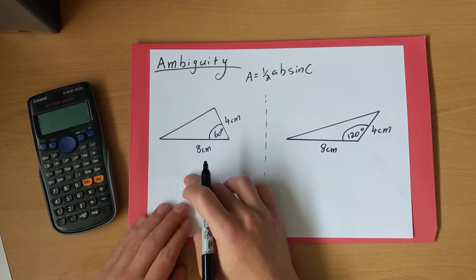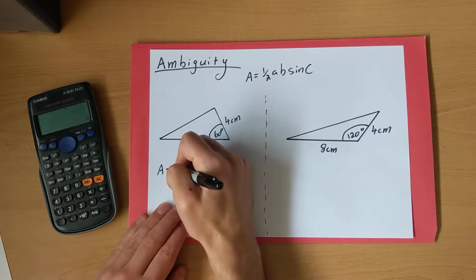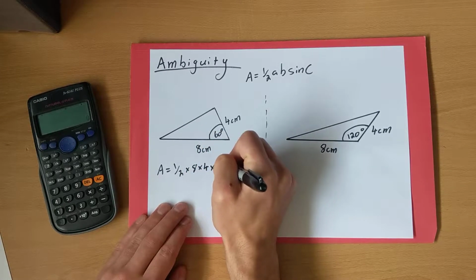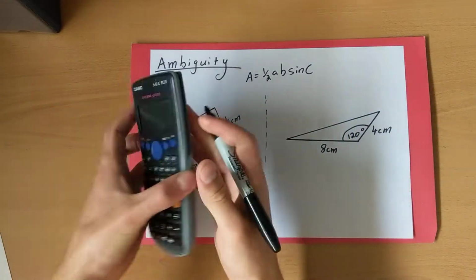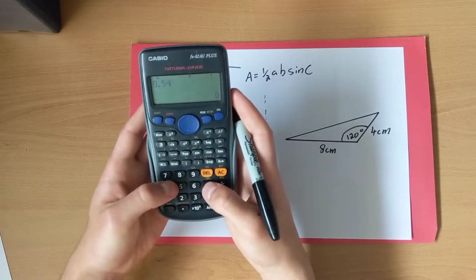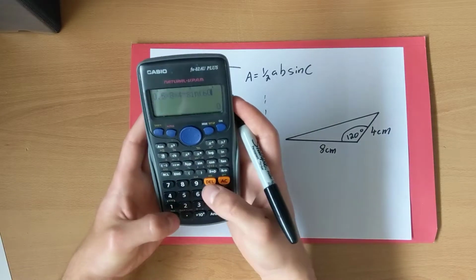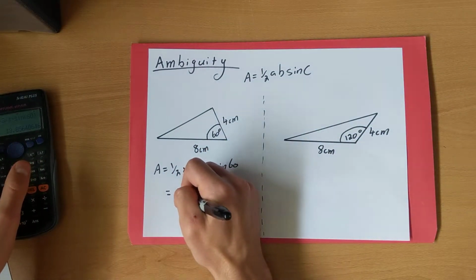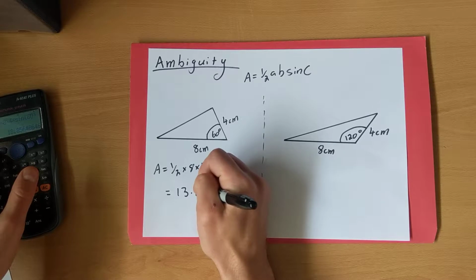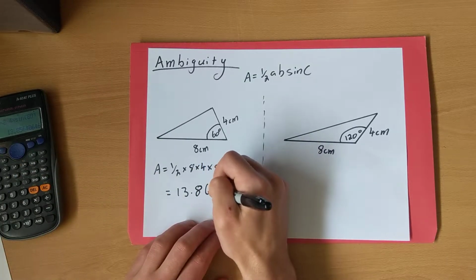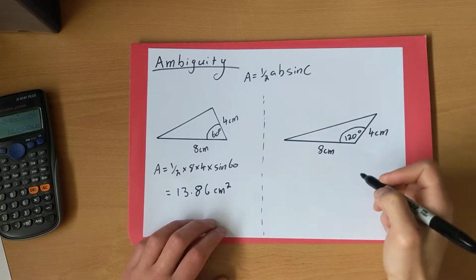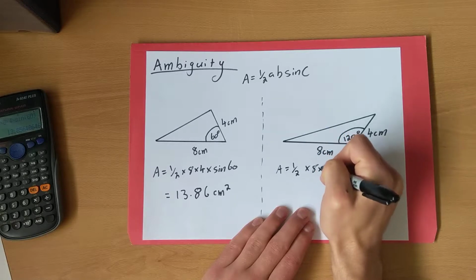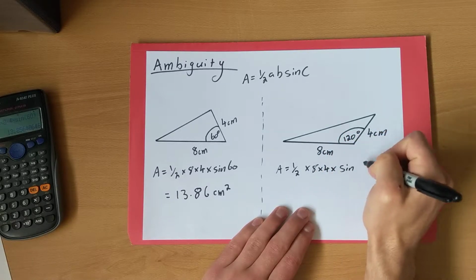So for this first triangle over here, the area is going to be a half times 8 times 4 times sine of 60. So I'm going to put that into my calculator. A half times 8 times 4 times sine 60. And that gives me 13.86 centimeters squared.